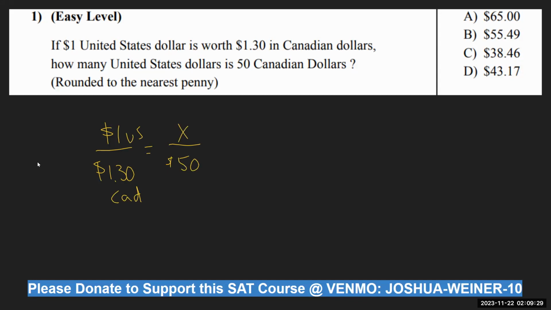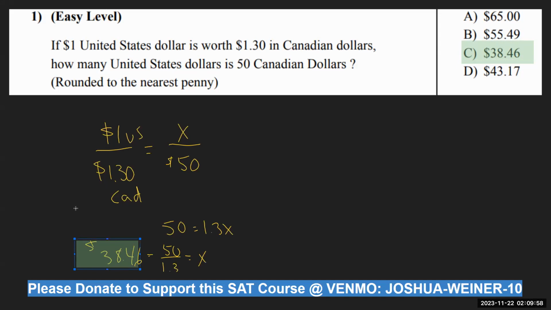So cross multiplying, we get 50 equals 1.3x. 50 divided by 1.3 equals x. If you do that, it works out to be $38.46. So the correct answer was C, $38.46.